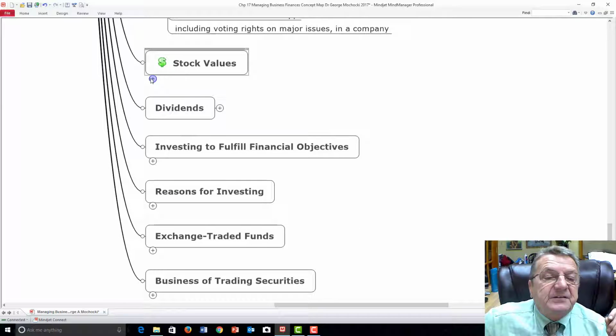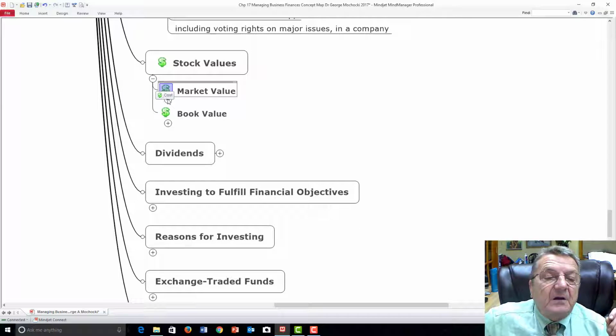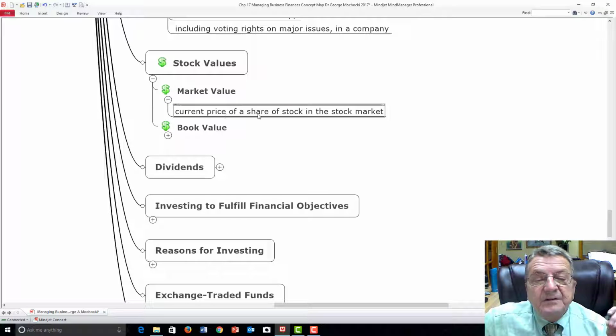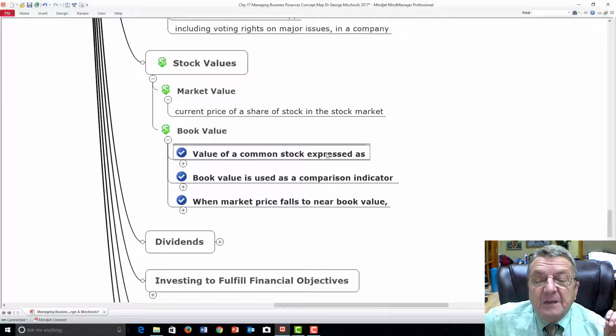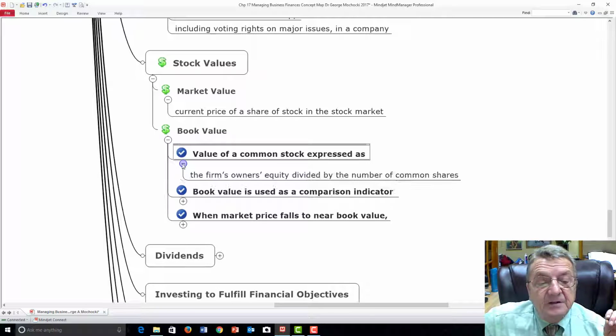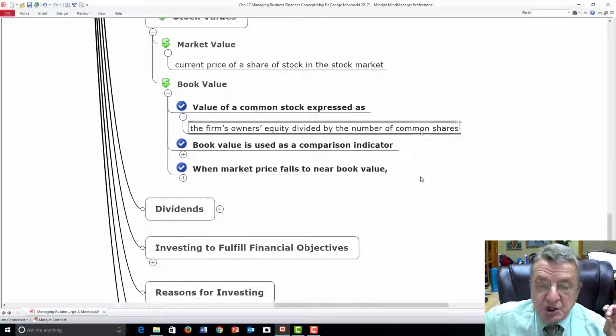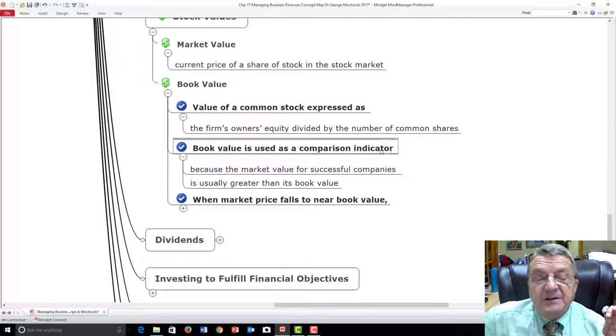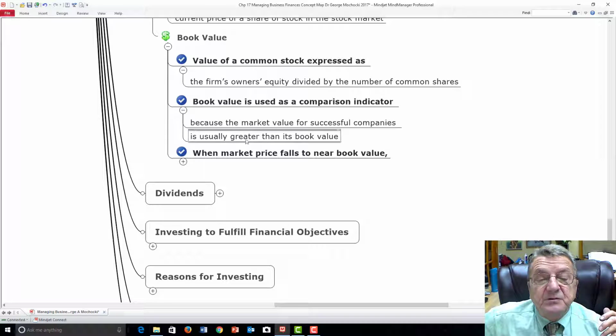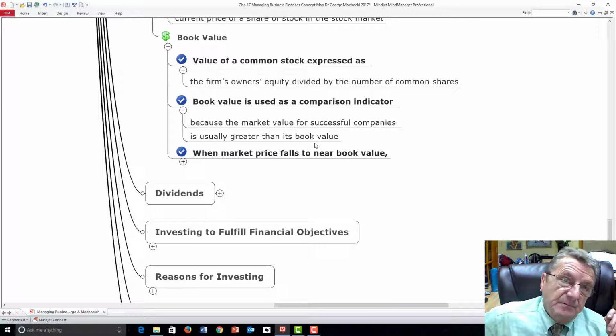Okay, stock values. Now, the market value is the current price of the share in the stock market. Here's what I ordered, here's the market value. The book value is the value of a common stock expressed as the firm's owner's equity divided by the number of common shares. The book value is used as a comparison indicator because the market value of successful companies is usually greater than the book value.